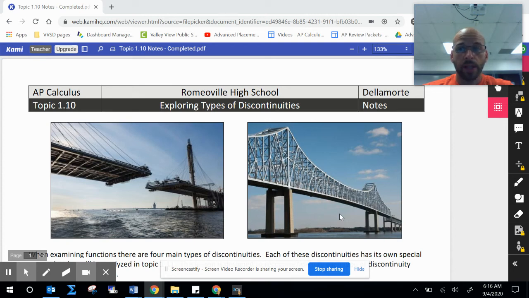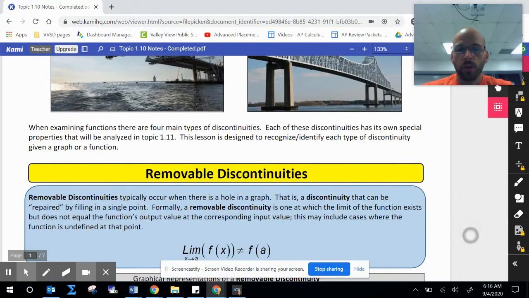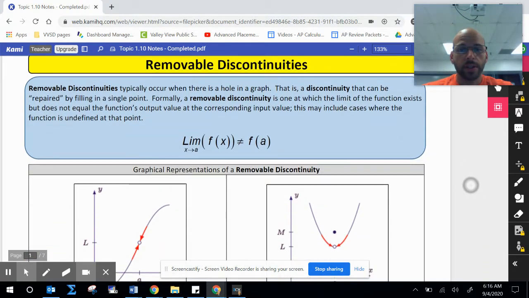Hello, we're going to talk about topic 1.10, exploring types of discontinuities. There's two types of discontinuities we're going to take a look at, removable and non-removable. And we're going to try to define them verbally, mathematically, numerically, the works. So we're going to start with removable discontinuities.